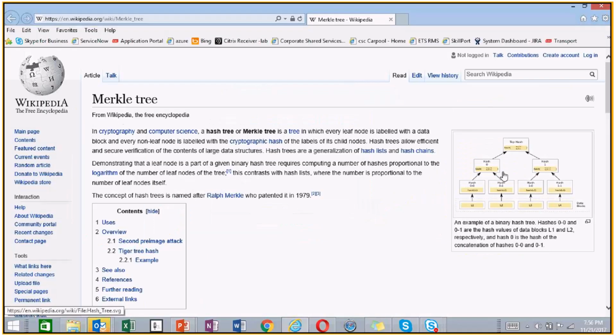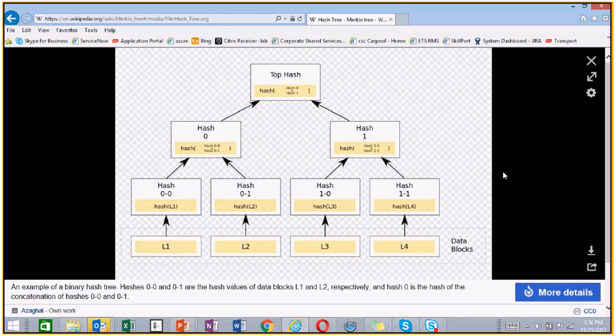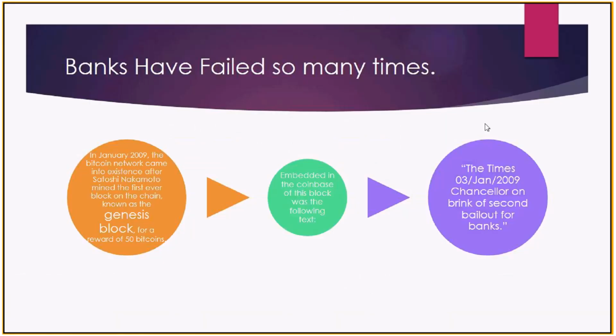This is the Merkle tree. This is a very wonderful hashing algorithm. Let's go through this. You can use the slide as a note if you want, because I try to pack a lot of things in this slide.